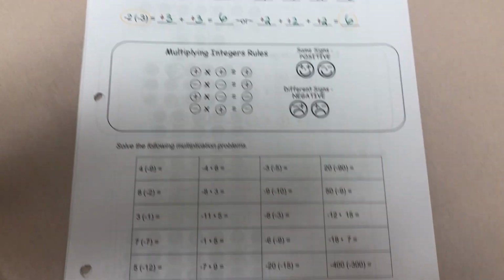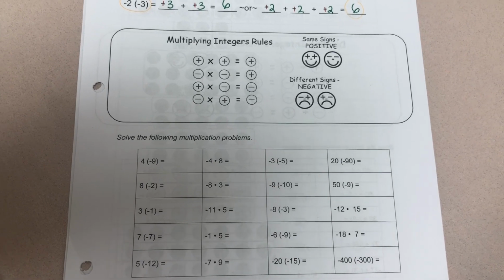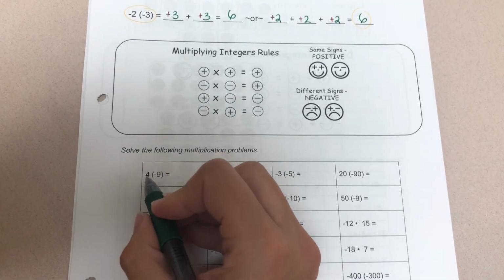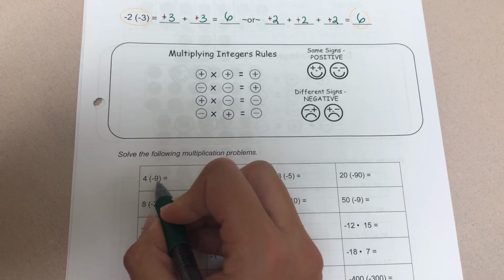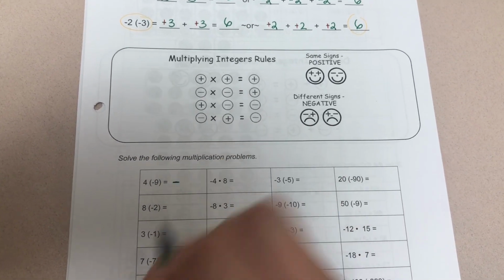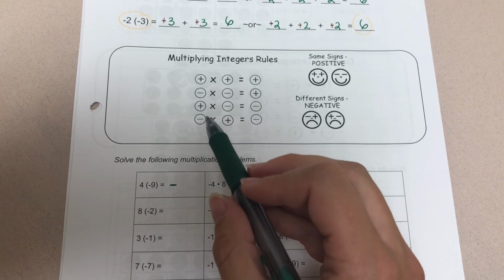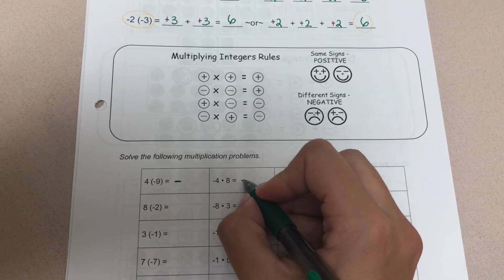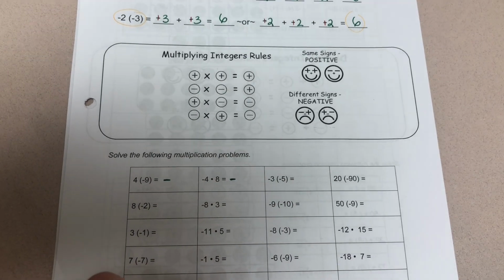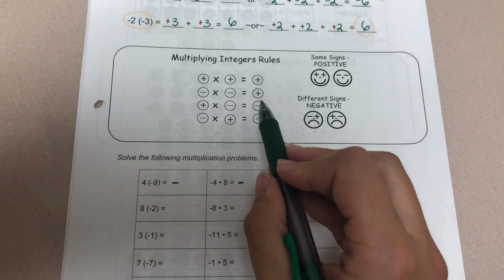Using the rules we just talked about right here, we can use a shortcut then when we are solving our math problems. So, a positive times a negative is going to be negative, so this answer is negative. A negative times a positive is going to be negative. The signs are different, the answer is negative. The signs are the same, two negatives, the answer is positive.